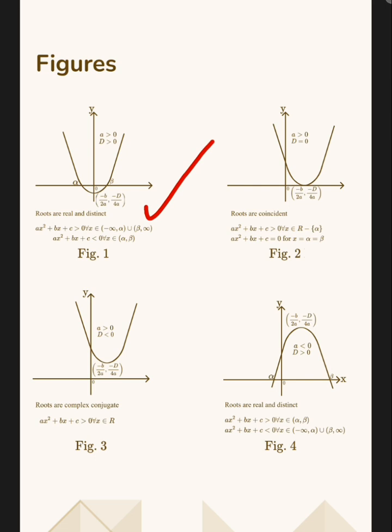Now if D equals 0, then the parabola will touch the x-axis exactly at one point, and in this case the roots of the equation will be real and coincident, like figure number 2 here.